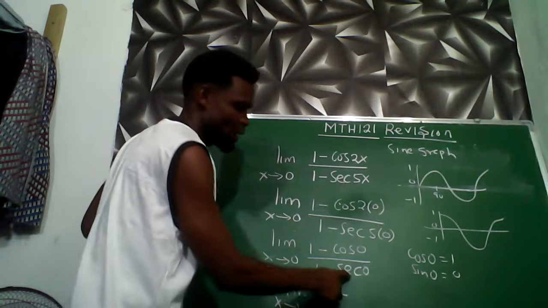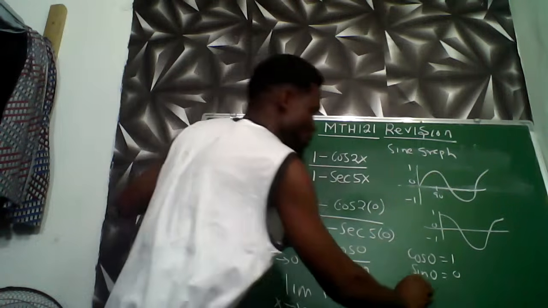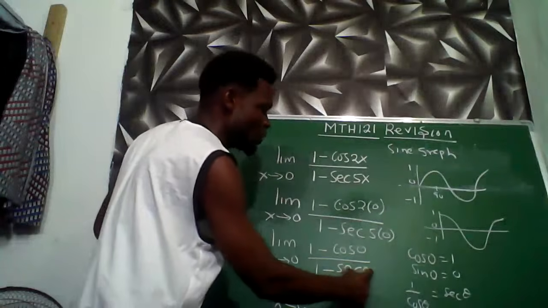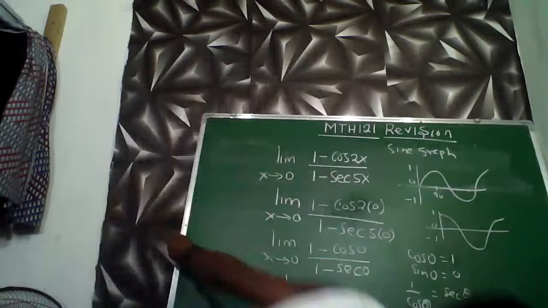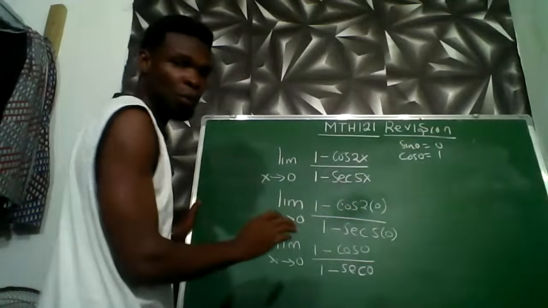But what is sec? We know that sec is the inverse of cos. So 1 over cos theta is equal to sec theta. So seeing sec 0 here means 1 over cos 0. Note that sine 0 is 0 and cos 0 is 1. That is very, very important to note.